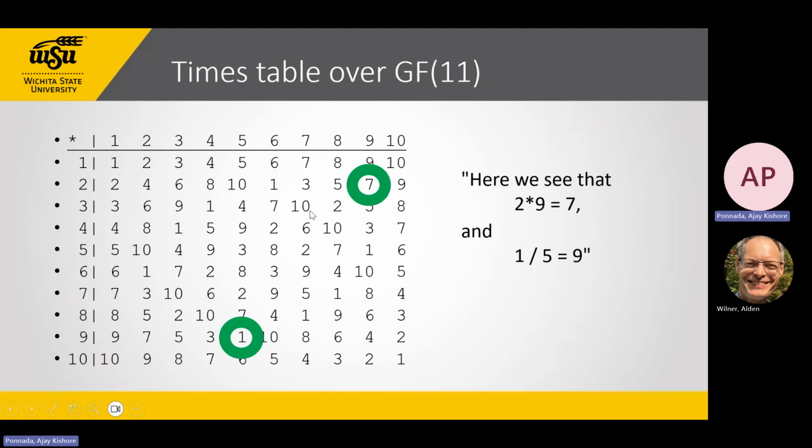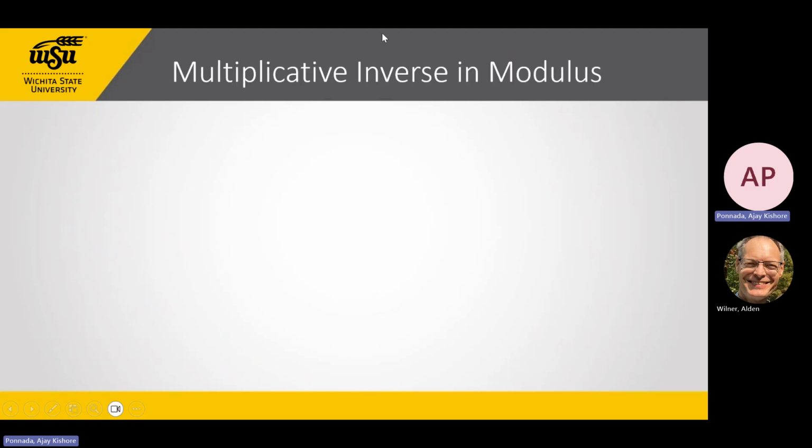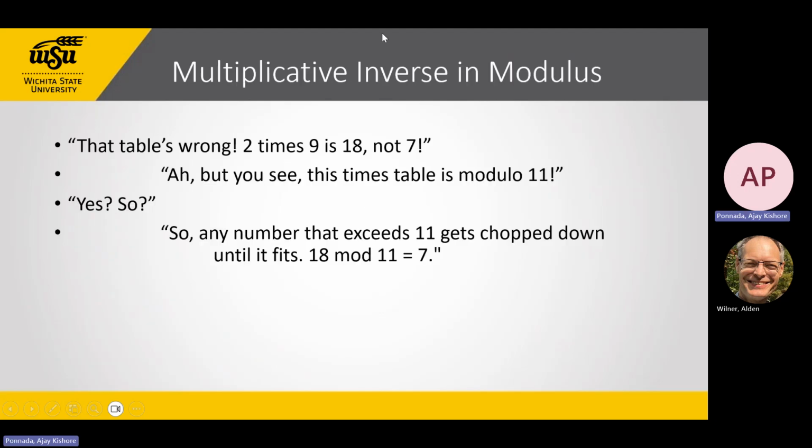So this is the GF(11), Galois field 11 table. Any number that exceeds 11 gets chopped down until it fits. 18 mod 11 is 7. So that's how we created the table.